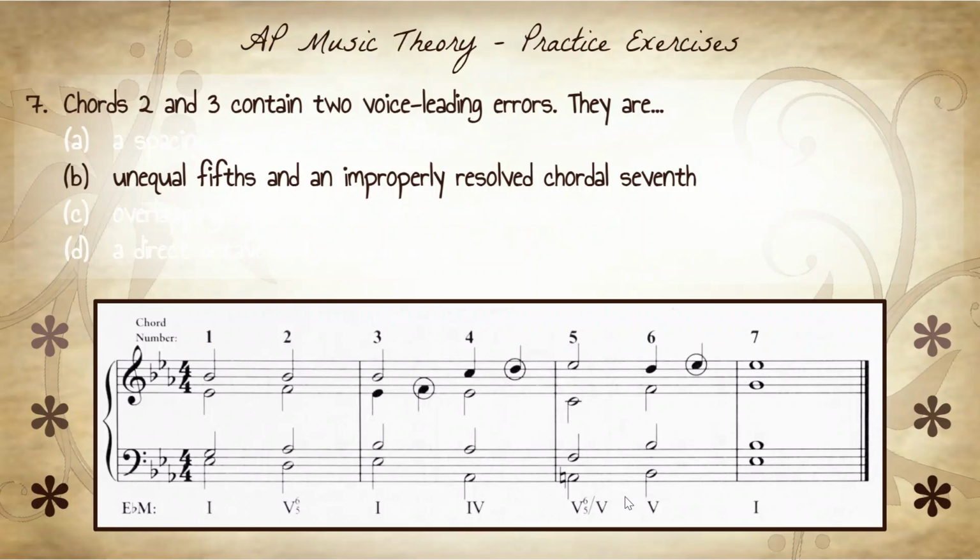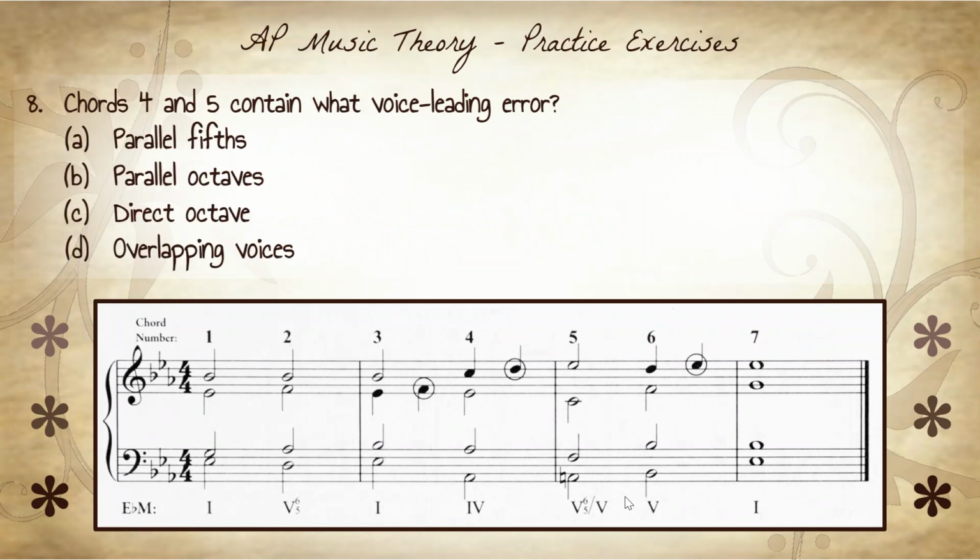Correct answer is B. Between chords 2 and 3, there is an error of unequal fifths, diminished fifth to perfect fifth, between the bass and tenor, and an improperly resolved chordal seventh. The A flat in the tenor should resolve downward to a G in the tenor.